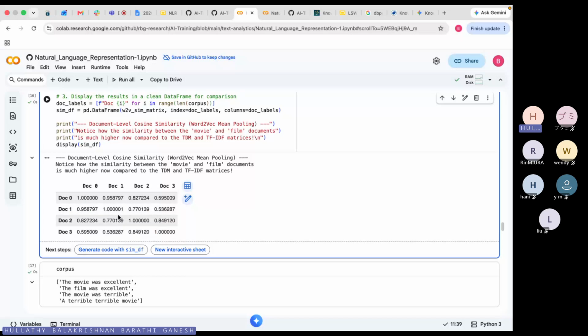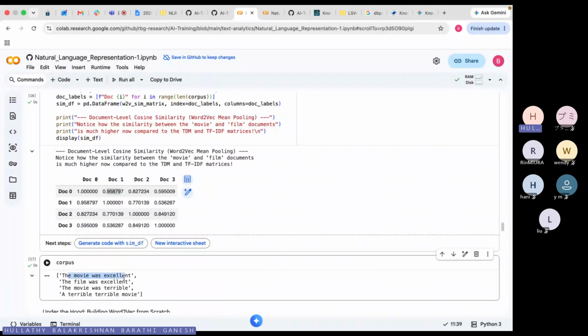All the diagonal elements are self similarity, that is between the same document itself. Document 0 similarity is here, document 1 similarity is here, document 2 similarity is here itself. So all are 1. The other elements are the cross similarity. Document 0 and document 1, the positive statements, is 95%. That is, the movie was excellent, the film was excellent. The synonym of the movie and the film has been presented here. So still it is getting 95%.